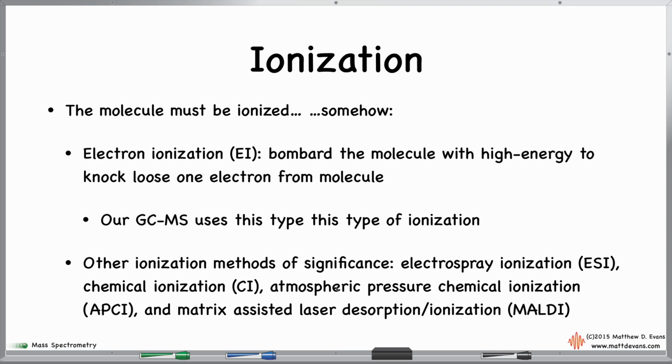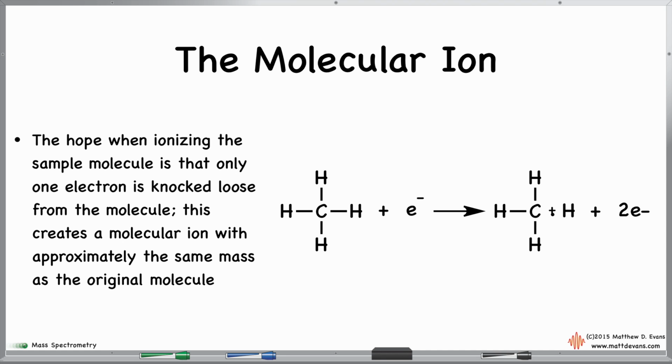But anyways, all kinds of different ways to ionize. Ours uses this first type. It's called electron ionization. We hit the molecule with electrons. We hope to dislodge one electron, create a positive one charge. Okay, we have to have a positive charge. Now, here we go. So this is the first step. We're still talking about ionization here.